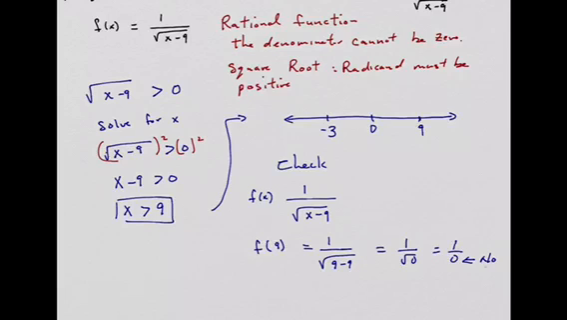So in interval notation, that will be from 9 going towards infinity. That means on the number line, anything bigger than 9 will be the domain.